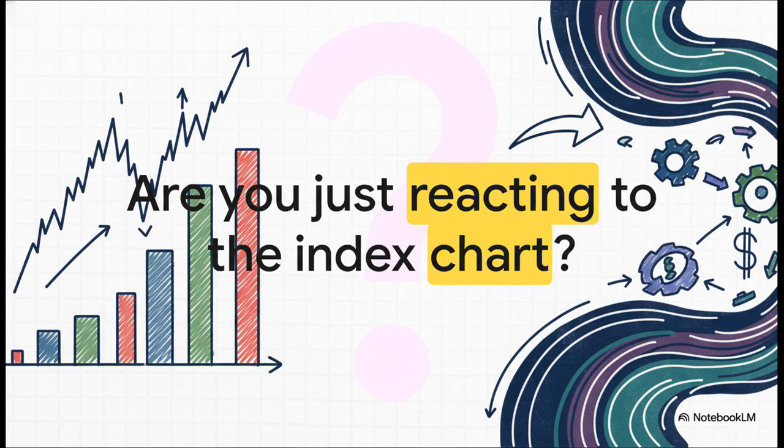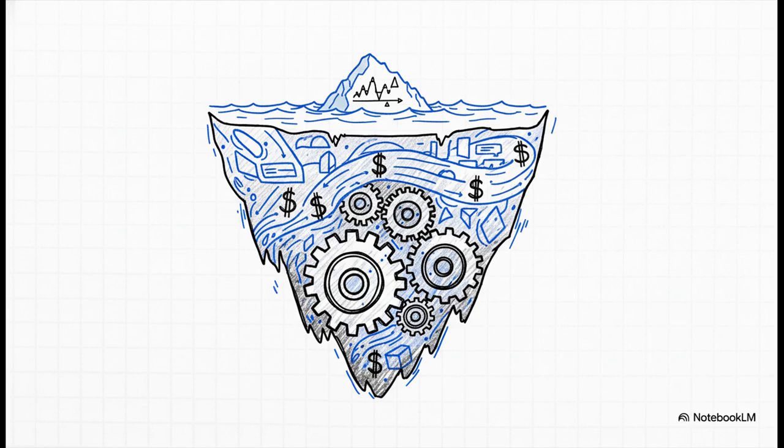So first, let me ask you a question, and be honest with yourself. When you trade, are you just reacting to the price chart? You see a little uptick on the S&P, you jump in? Or are you actually tapped into the deeper currents that are causing those moves in the first place? Because that's the real problem for most traders, isn't it?